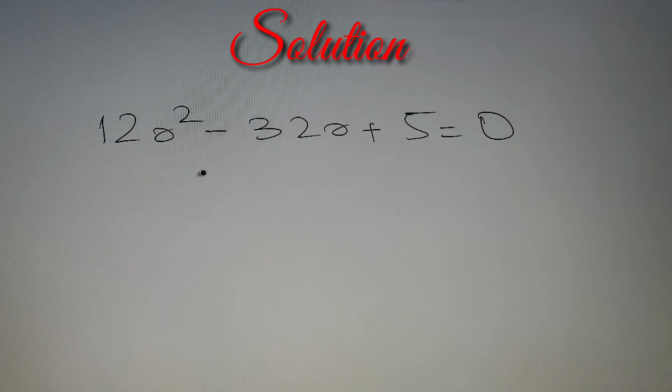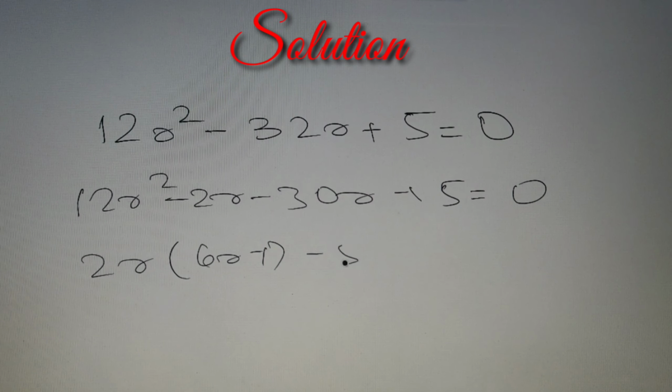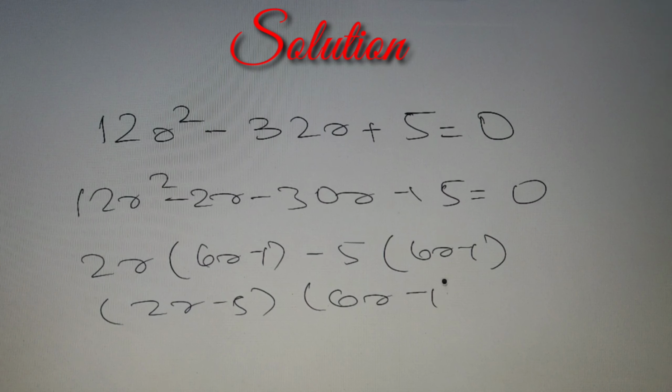So we have split the middle term 32r as minus 2r minus 30r. So we'll get 12r square minus 2r minus 30r plus 5 is equal to 0. Now if we take 2r common from the first two terms, we'll get 6r minus 1 as a first bracket, and if we take minus 5 common from the last two terms, we'll again get 6r minus 1. So we have got our both brackets as 2r minus 5 and 6r minus 1. So the value of r can either be 5 by 2 or it can be 1 by 6.